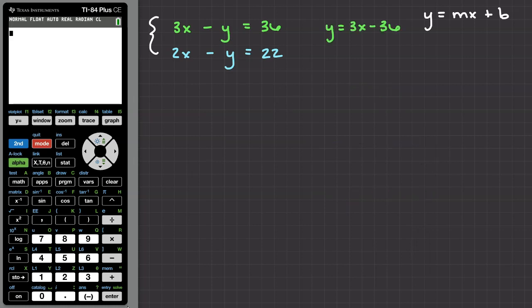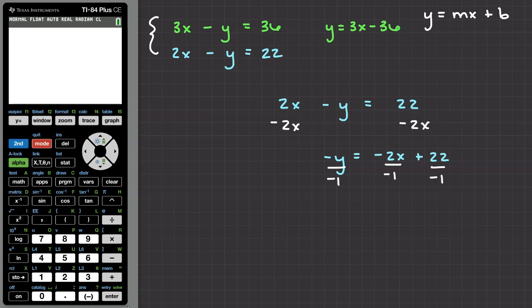Let's do the same for the second equation in blue. I've got 2x minus y equals 22. Our first step will be to subtract 2x from both sides of the equation. Now I have negative y equals negative 2x plus 22. Last step, we'll divide all terms in the equation by negative 1. And in slope-intercept form, we have y equals 2x minus 22.